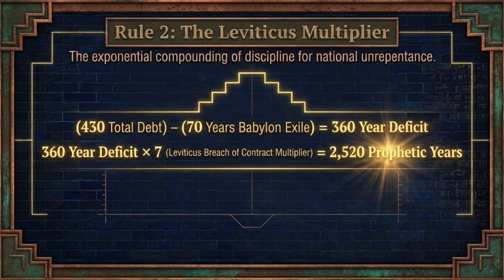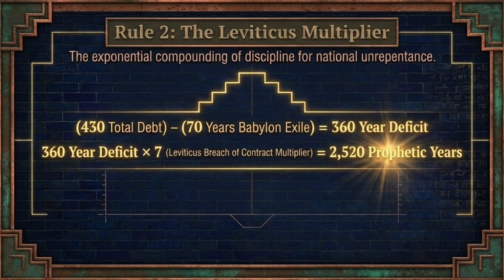Let's look at Ezekiel's total punishment days again. 390 for Israel on his left side, 40 for Judah on his right side. That's a combined total of 430 years of judgment against the entire nation. The study group notes that historically the Jewish people were exiled to Babylon for exactly 70 years. So they take the 430 total years of debt, subtract the 70 years they already paid in Babylonian captivity, and they're left with a deficit of 360 years.